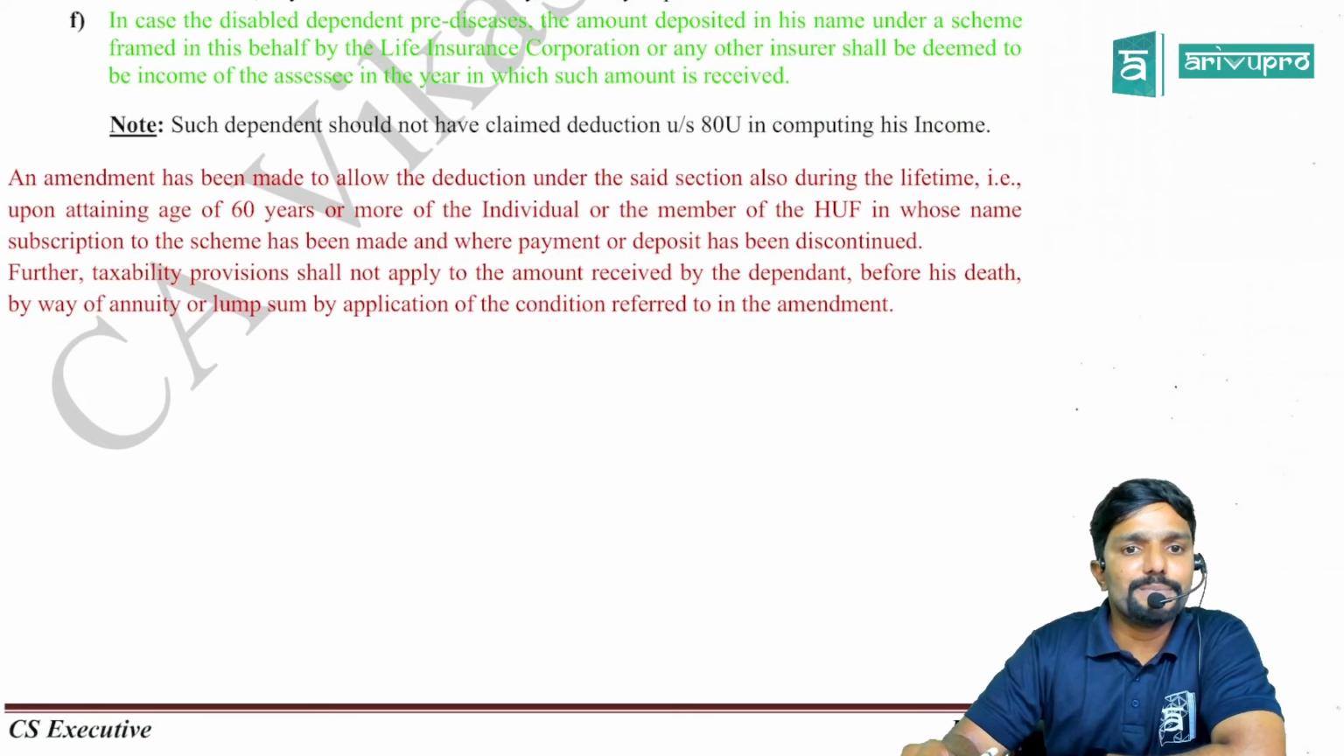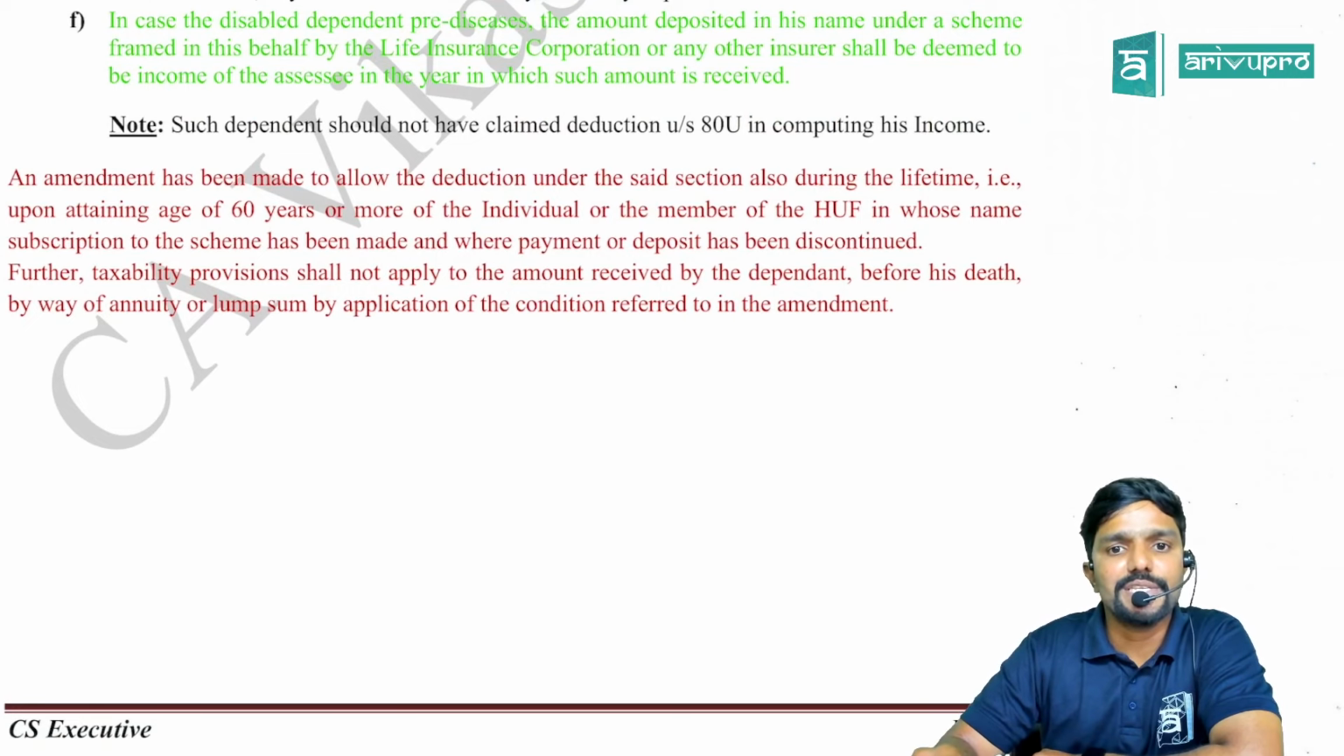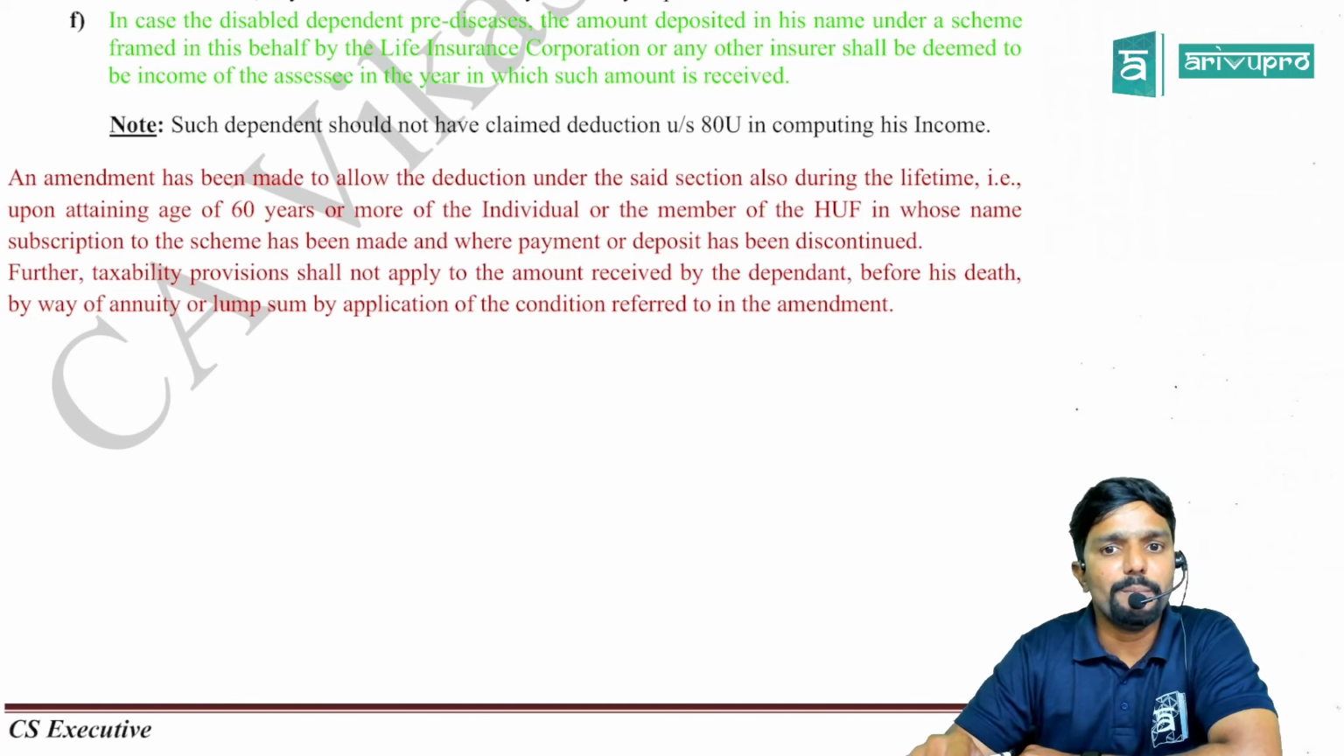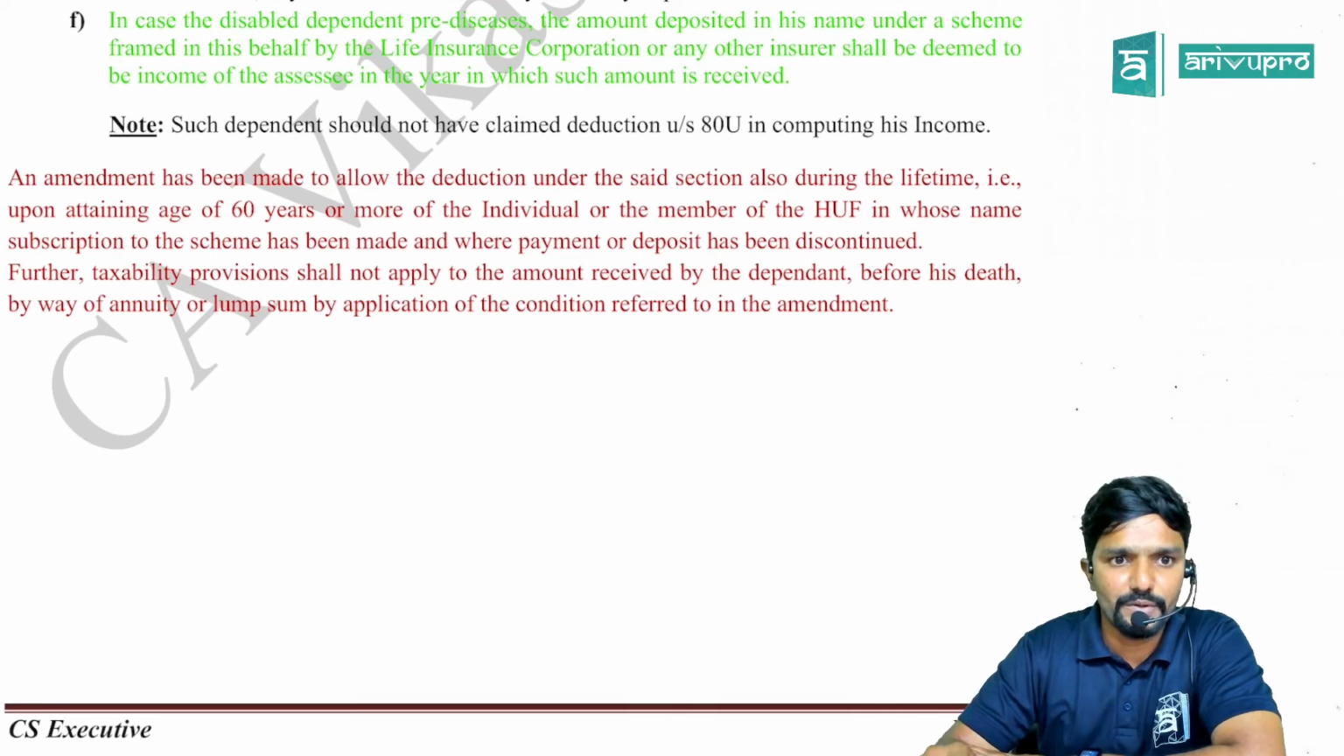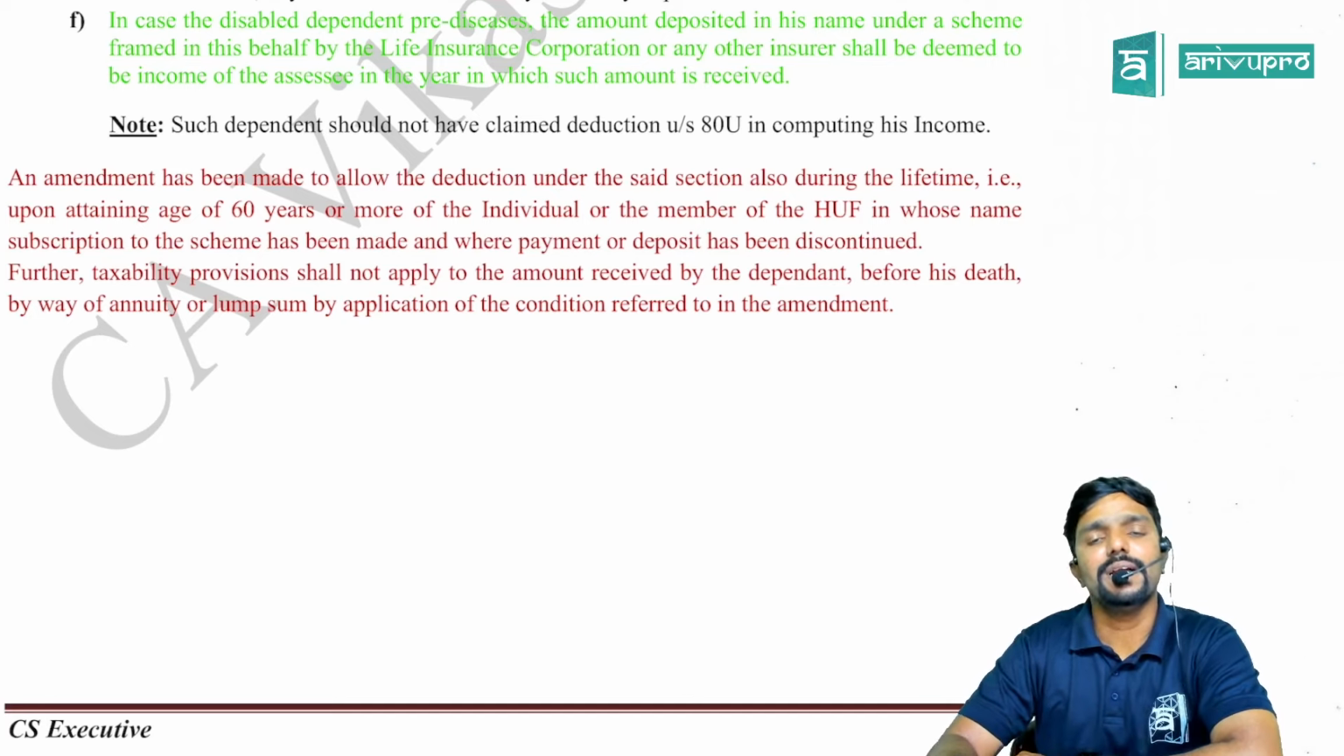An amendment has been made to allow the deduction under the said section also during the lifetime upon attaining age of 60 years or more of the individual or the member of HUF in whose name subscription to the scheme has been made and where payment or deposit has been discontinued. Further, taxability provision shall not apply to the amount received by the dependent before his death by way of annuity or lump sum by application of the condition referred to in the amendment.